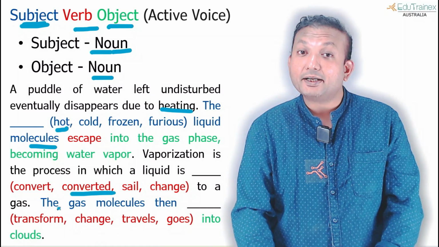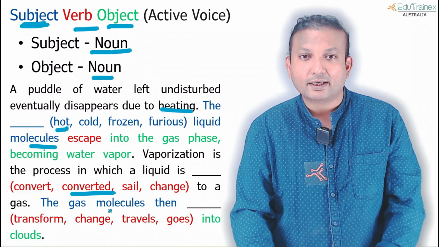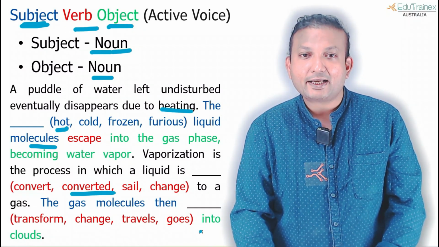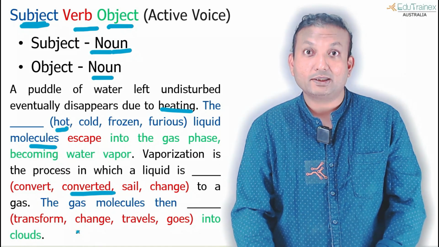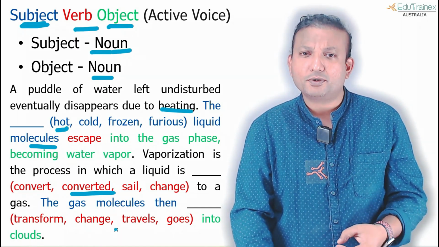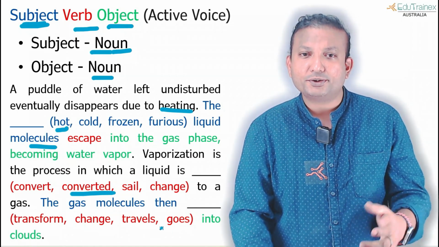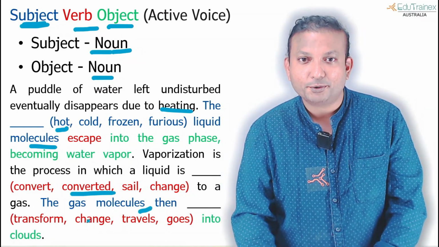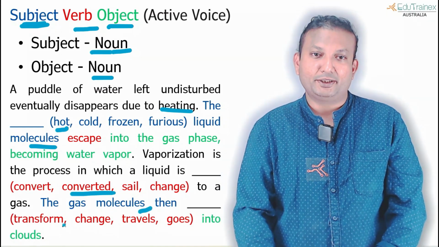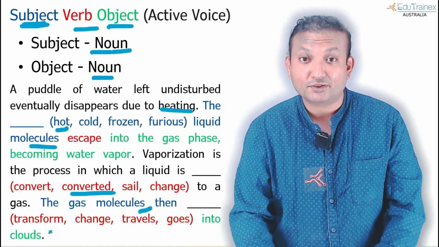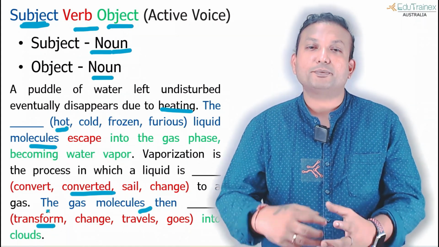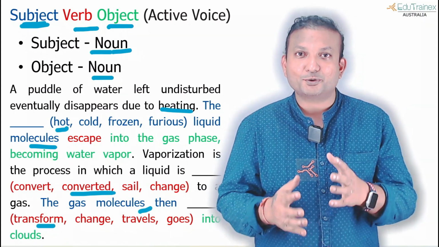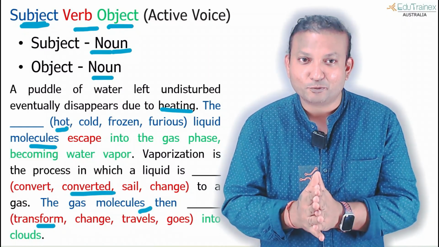But if it is an active voice, like the next one: the gas molecules then dash into clouds. Then what? Change into cloud, travels into cloud, goes into cloud. Molecules is plural, so we need something singular. The gas molecules change or transform into cloud. Now both of them seem to be the answer, but you have to choose transformation because it is a conversion of the process. So transformation is the more appropriate word.